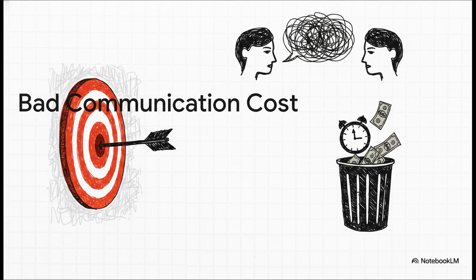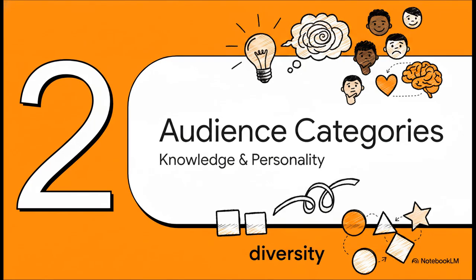Maybe your tone is way too formal or far too casual for a supervisor. Or maybe you're using jargon that leaves the reader completely lost. And the ultimate result of all this confusion? Wasted time and wasted money. In the business world, a failed pitch isn't just a tiny oops, it is a very real financial cost to the company. Which brings us right into Section 2, categorizing the audience.